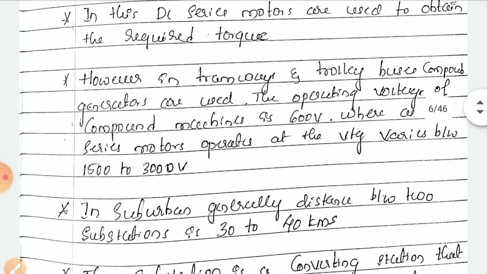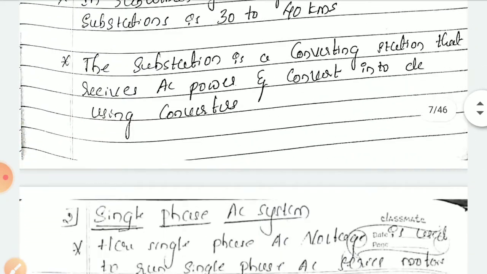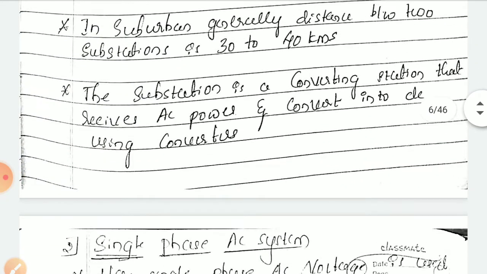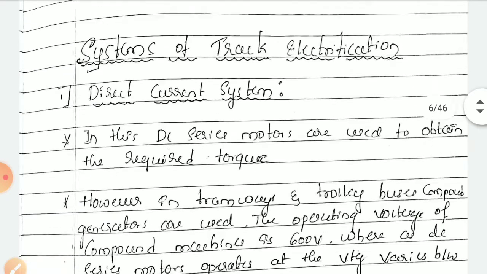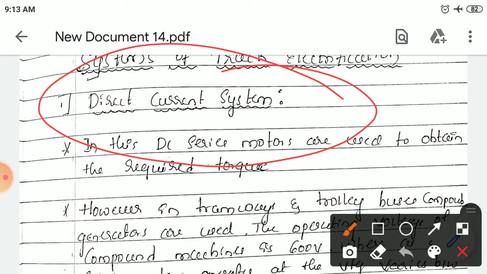The substation is a converting station that receives the AC power from the KEB or whichever power distribution company, and converts it into DC using a converter. The AC supply is taken from the supply mains or from the power companies, converted into DC by the converter, and that DC is used to run the motors. So that is called a direct current system.